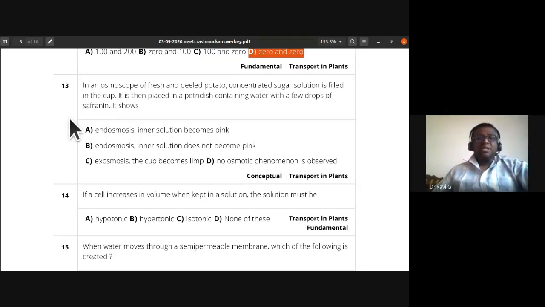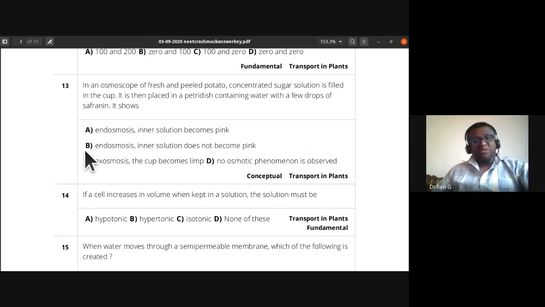Okay. In the 13th one, in an osmoscope of fresh and peeled potato, concentrated sugar solution is filled in the cup. It is then placed in a petri dish containing water with a few drops of saffron in. What does it show? Endosmosis and inner solution becomes pink. Endosmosis, inner solution does not become pink. Exosmosis, the cup becomes limp. No osmotic phenomenon is observed. What happens there?